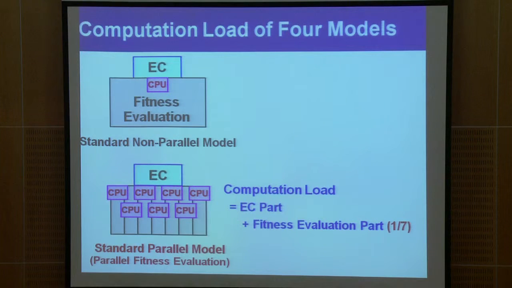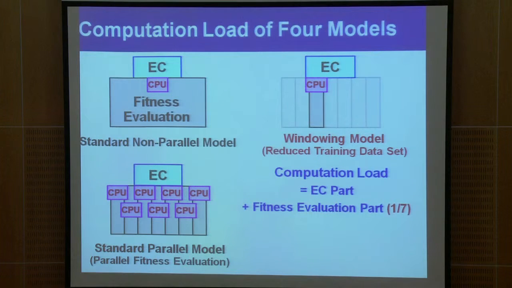Here we show the computational load of a standard parallel model. Fitness evaluation is performed in parallel. So computational load is equal to EC path plus fitness evaluation path. This path is 1/7 if we use 7 CPUs.